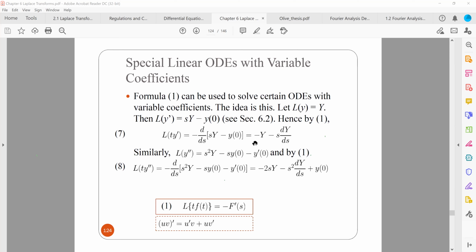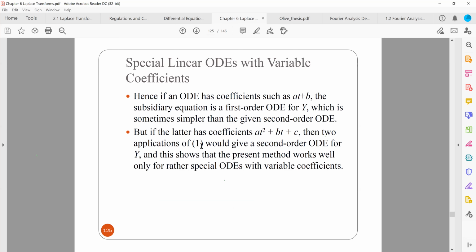Same thing here. We know what this is, but once you put t before it, you have to differentiate everything and you end up with what you have here. I hope it makes sense. Here again we are going to use the chain rule, so we'll have 2sY and then s squared dY/ds. Then for this term we'll just have y(0), the initial value of y(t). Because this is a constant, we only have s in here, and once we differentiate it, we end up with y(0). So you can apply that for certain types of equations.